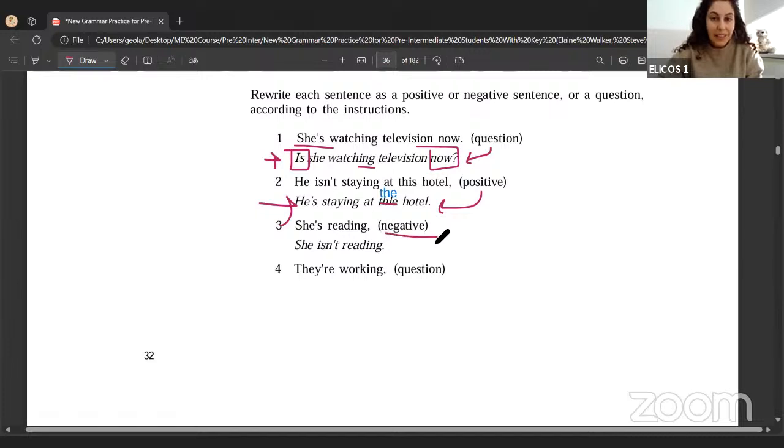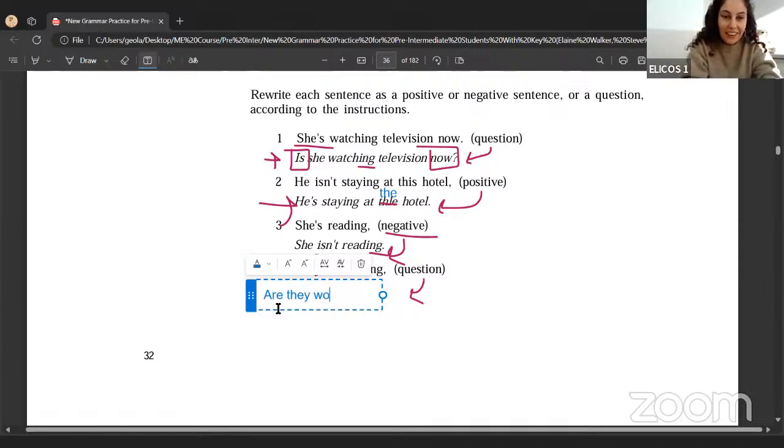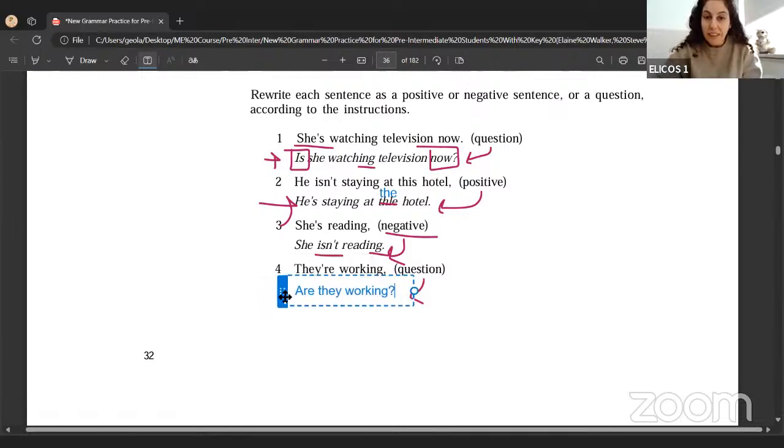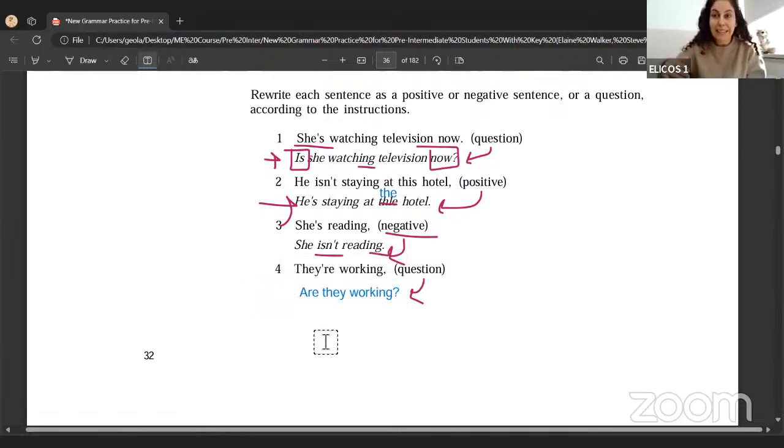She's reading. We need to make it a negative. So she isn't reading. We can see the ing. Reading. She isn't. We connected the verb to be with not. She isn't reading. Okay, we'll start with Peter for number 4. They're working. How do I make that a question in the present continuous? Are they working? Perfect. So maybe I'm asking about your parents and I'm saying, oh, where are they? Are they working now? Like exactly now as we speak, are they working?